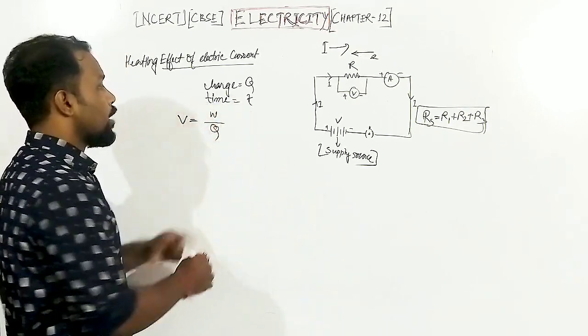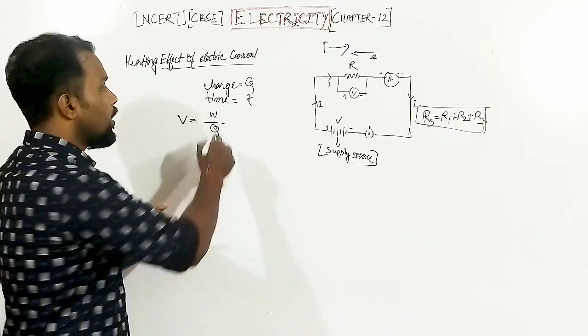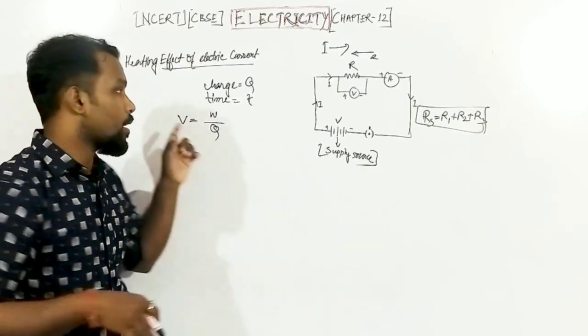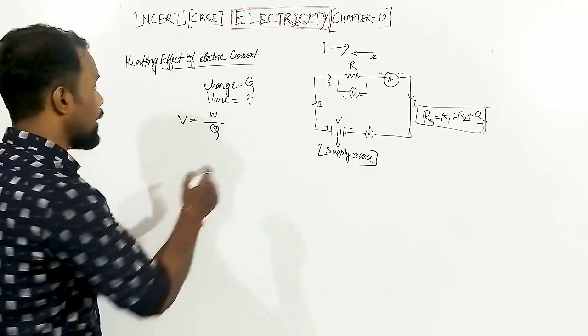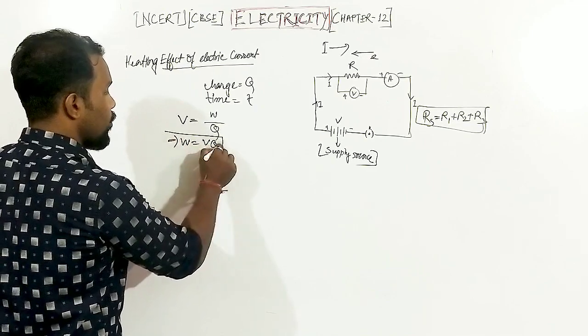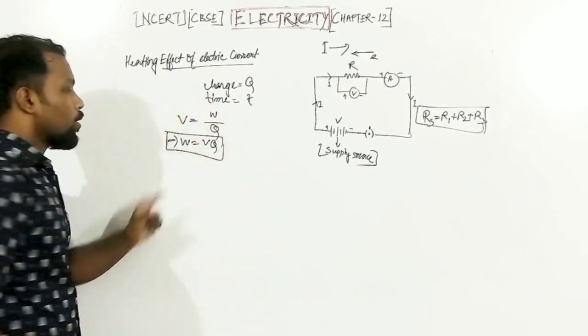So what I will say is that if one charge does an amount of work W, that amount of work done is considered as the potential difference. From here, what can you write? The work done will be what? VQ. So the formula of the work done here is: work done equal to VQ.